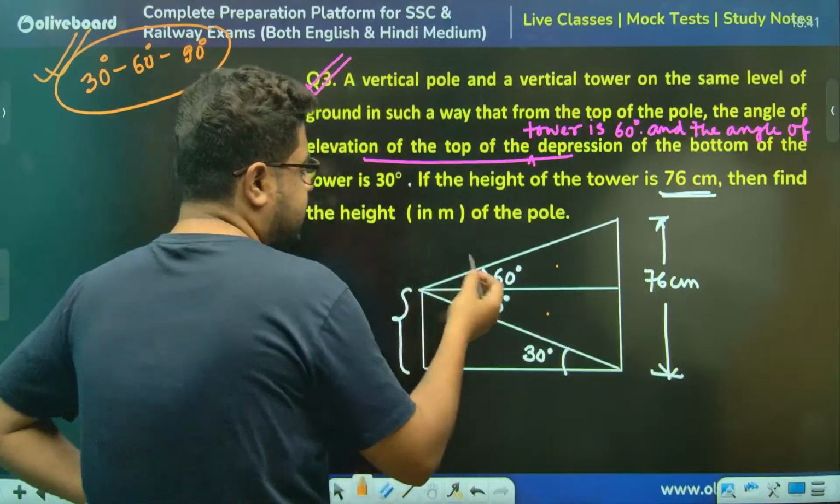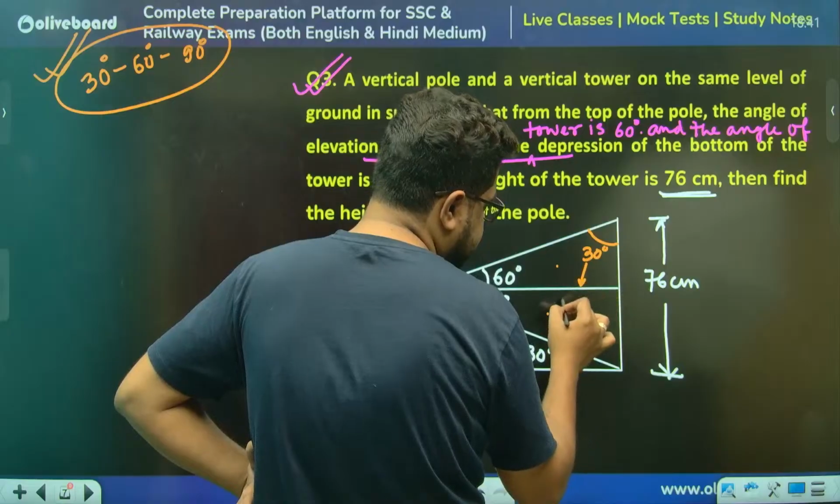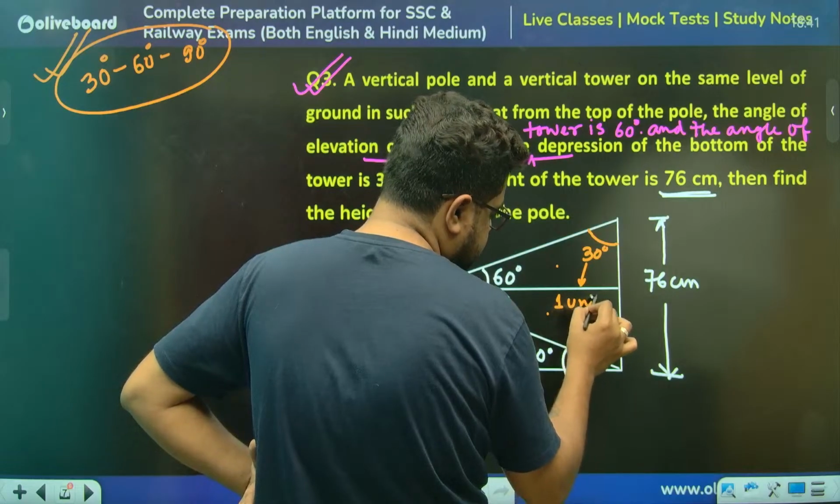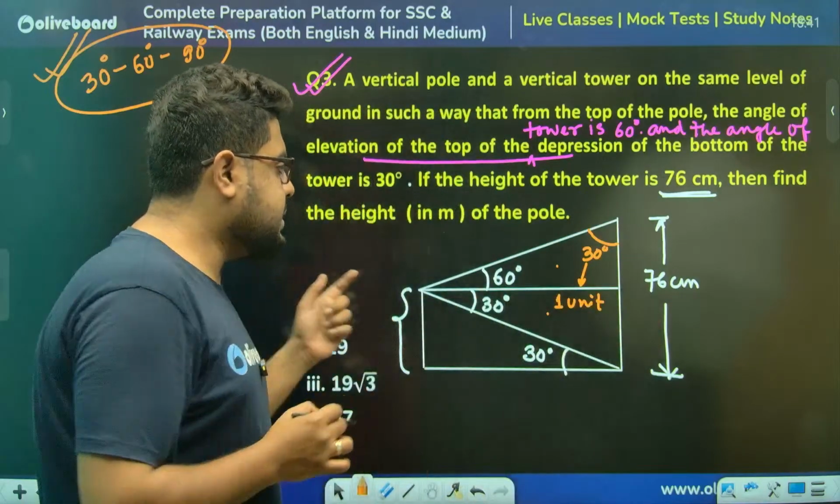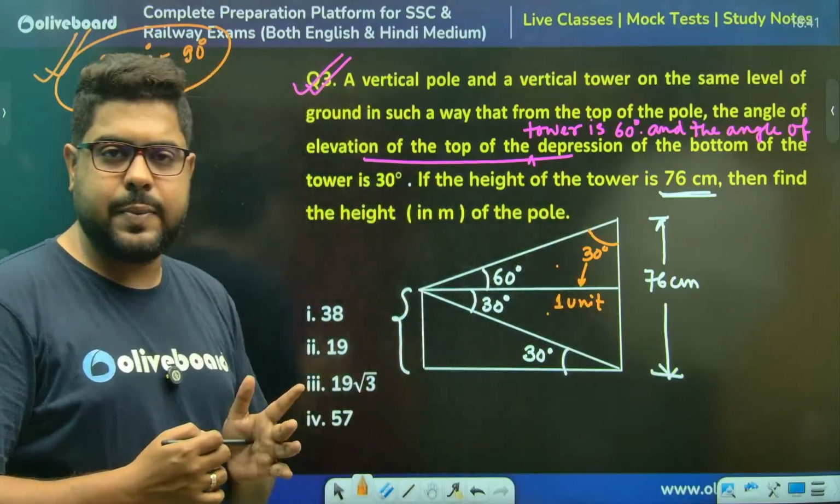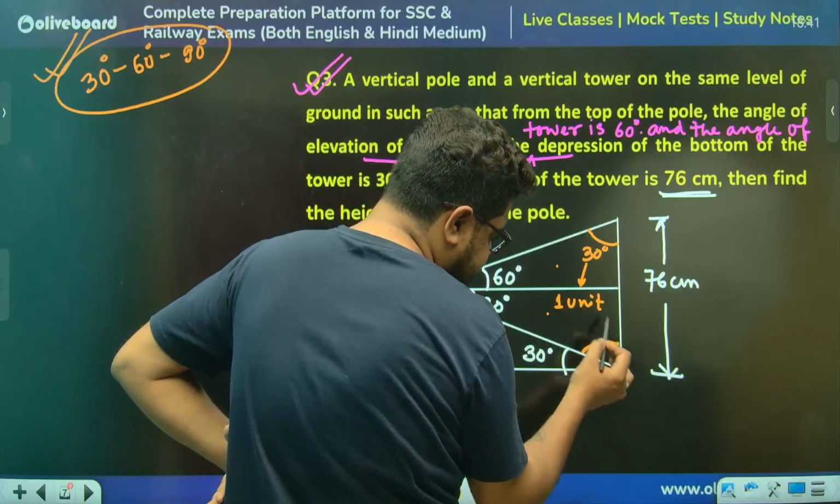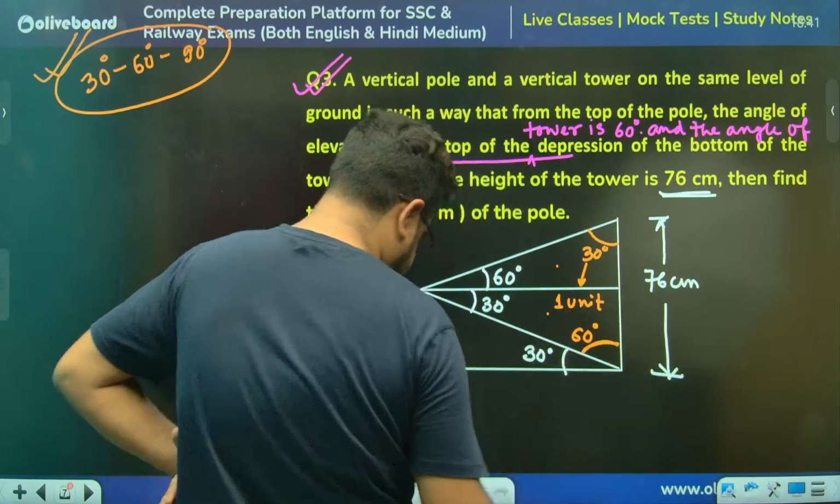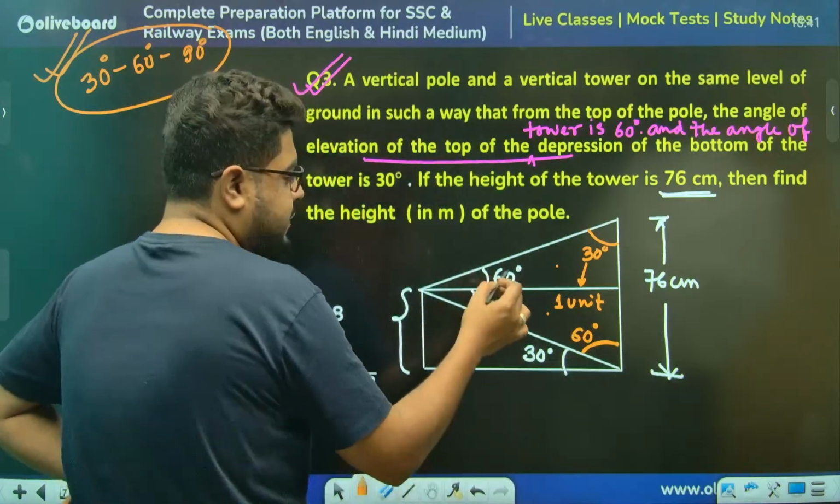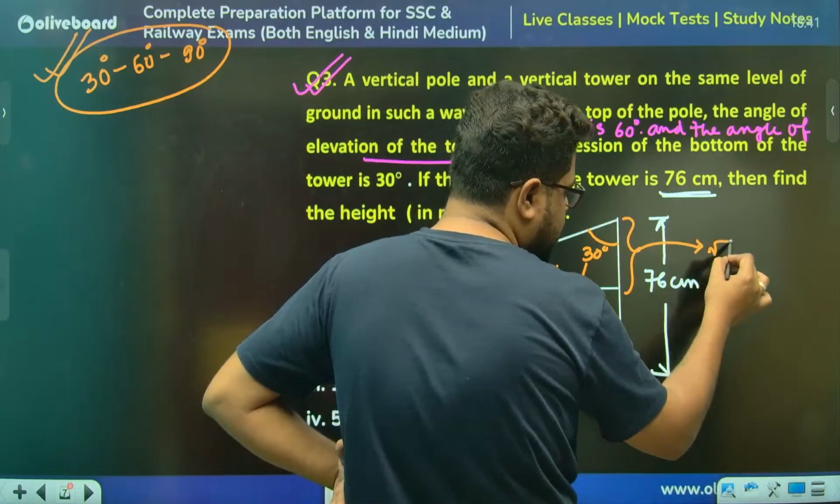If this is 60, then this is 30, sir. Opposite to 30 is 1 unit, meaning this horizontal line is 1 unit from the top triangle. Now, if this is 30, sir, then this is 60. Correct? Acha. Now, please understand. If this is 1 unit, sir, then this much is how much? This is √3 units.